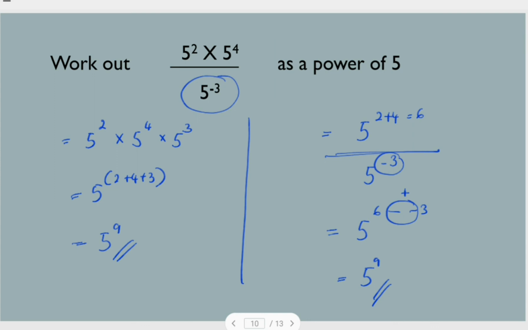Alright, so these are the first 5 rules of indices, and in the next video we'll discuss further about the other rules in indices. Thank you.